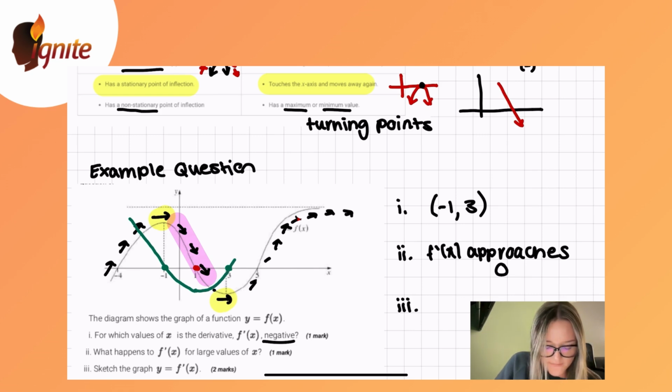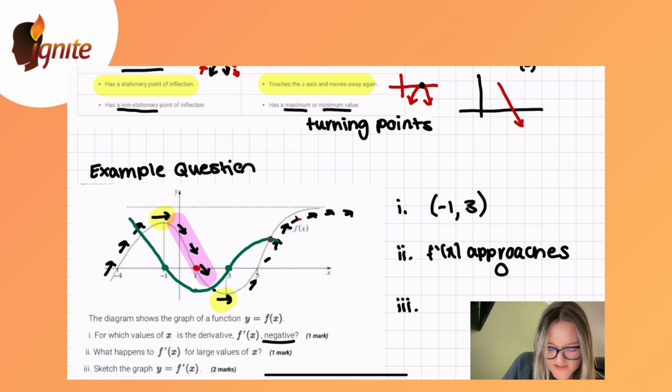Then I can see what's happening here. From this point to this point, I have another change in concavity around here, where my concavity is changing from one side to the other. So therefore I'm going to have another maximum value there.